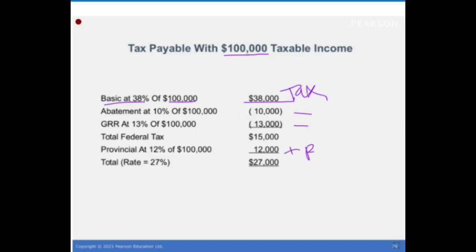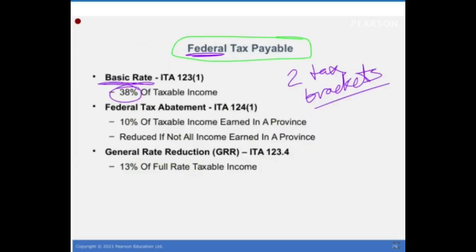Then we slowly decrease that number. Then we add the provincial part. So this was federal tax. So we start with our basic 38%. And then we slowly reduce it with whatever we have to use to reduce it. So that's what we have to kind of figure out.